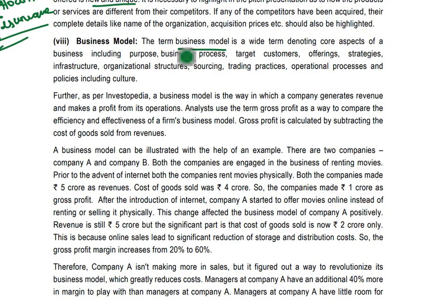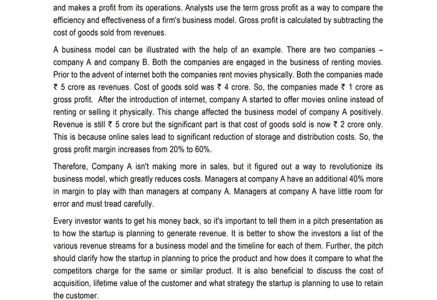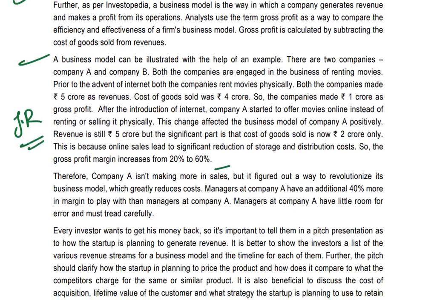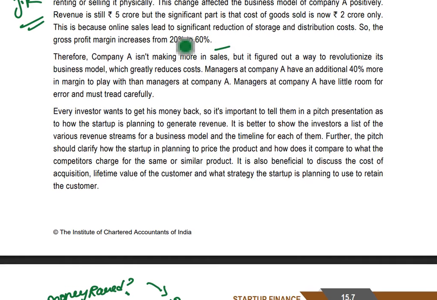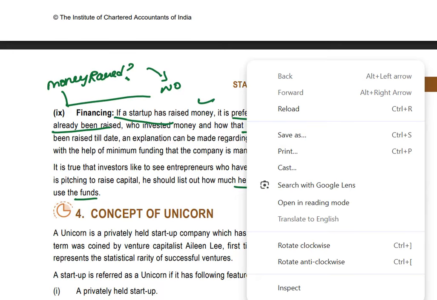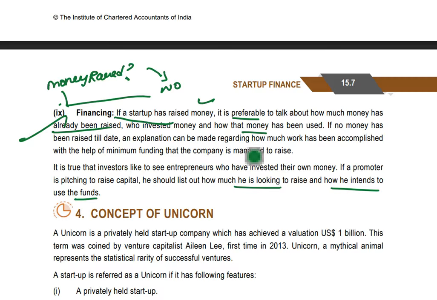Next is the business model. The business model includes your purpose, business process, target customers, offerings, strategies, training practices, everything you have to make them understand. They can ask a separate question on the business model. Just read this example alone, and once you read this example, you can write if they ask a separate question on the business model.